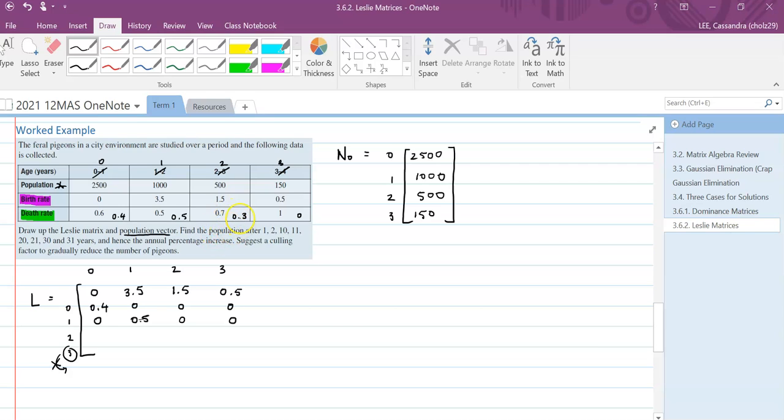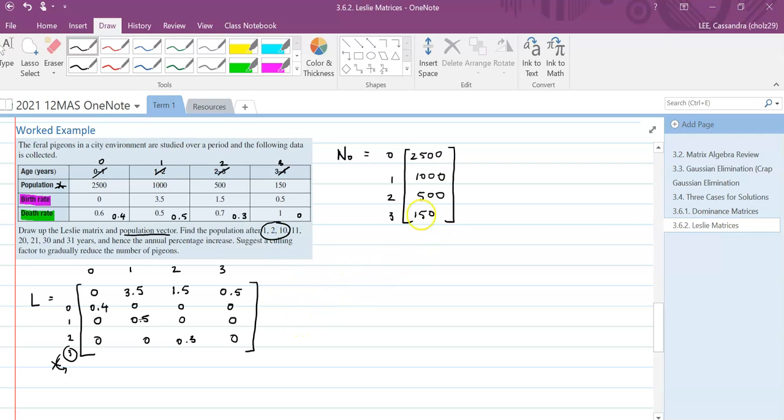Lastly, our 2-year-olds have a survival rate of 0.3, so the rest of our row is just going to be zeros. And we do not include this last row because it is just going to be a row of zeros. Alright, now I'm not going to do this for 1, 2, 10, 11, 20, and all the rest. I'm just going to do a couple of examples here. So we'll just do the first 3.